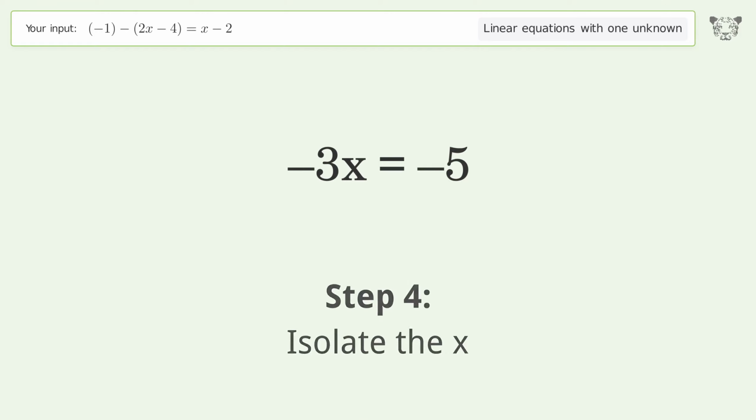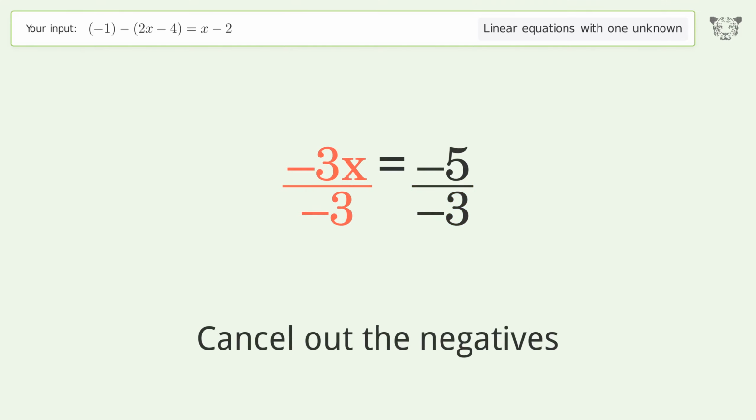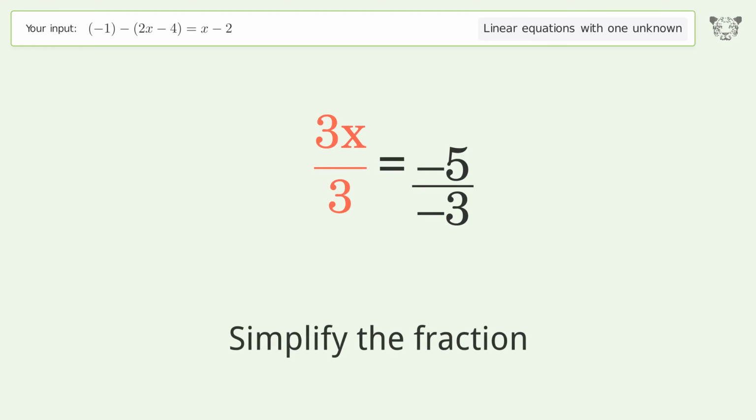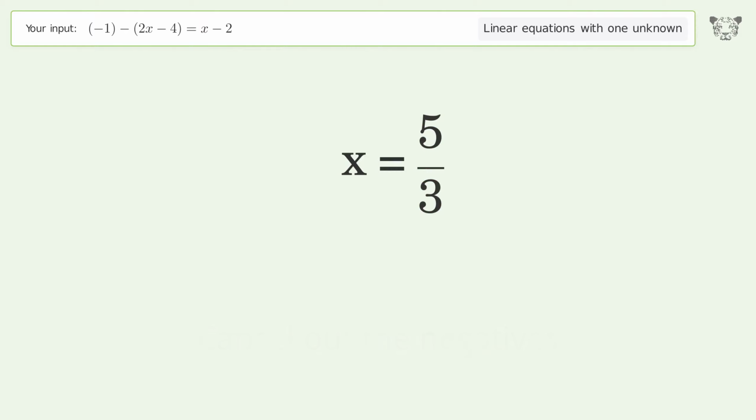Isolate the x. Divide both sides by -3. Cancel out the negatives. Simplify the fraction. Cancel out the negatives. And so the final result is x equals 5/3.